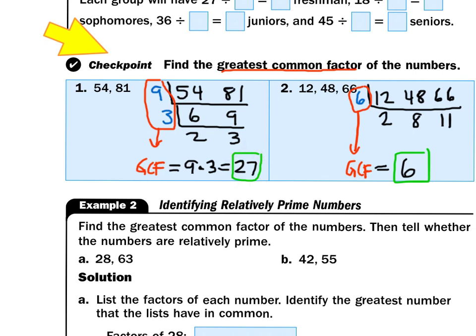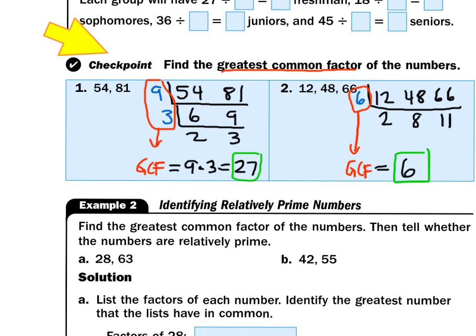Take a look at number 2. Here's the cool part. It works for 3 numbers as well. Let's say I wanted to find the greatest common factor of 12, 48, and 66. So I just listed those numbers, and then I said, okay, I know 6 goes into all 3 of them. So I did my upside down division.